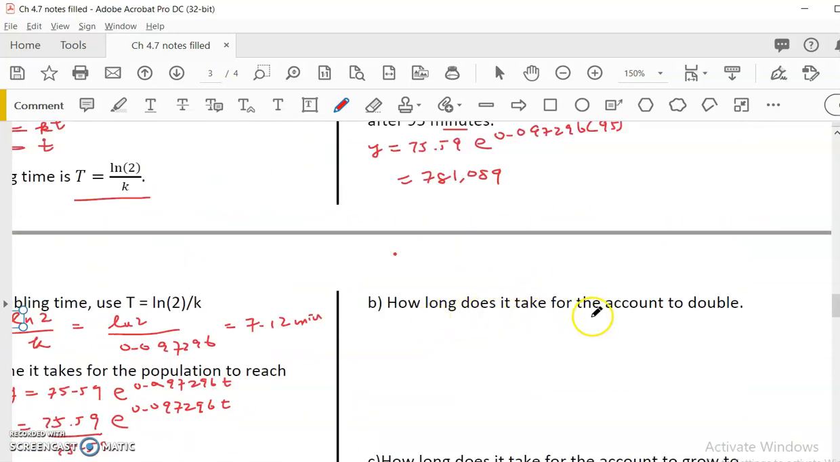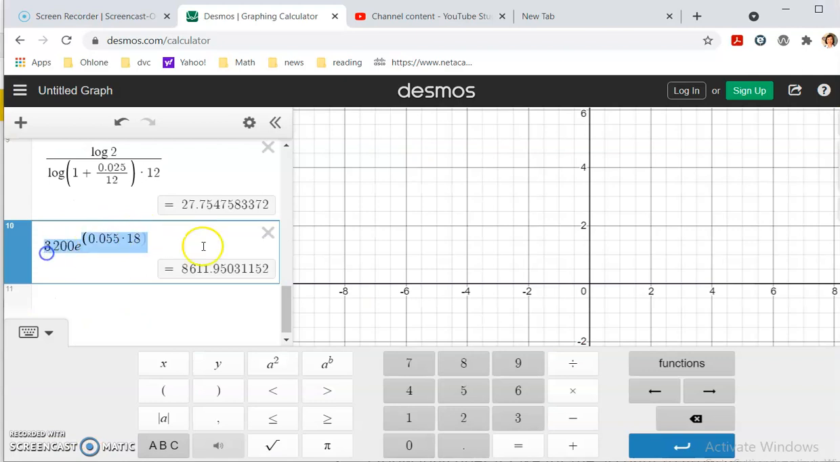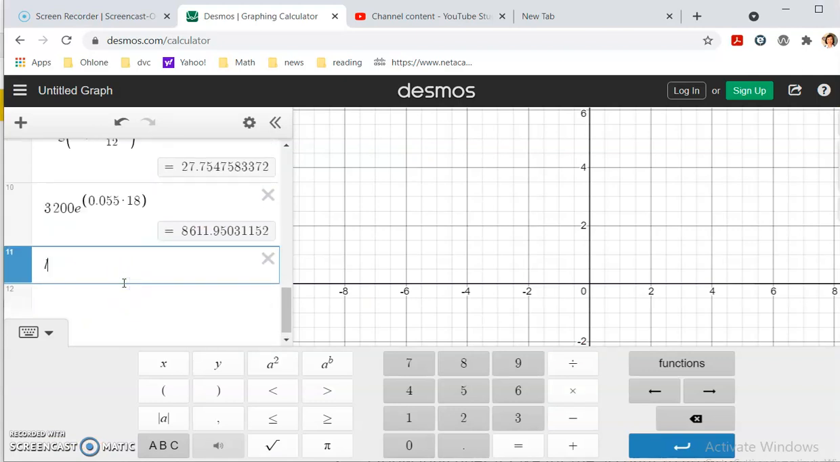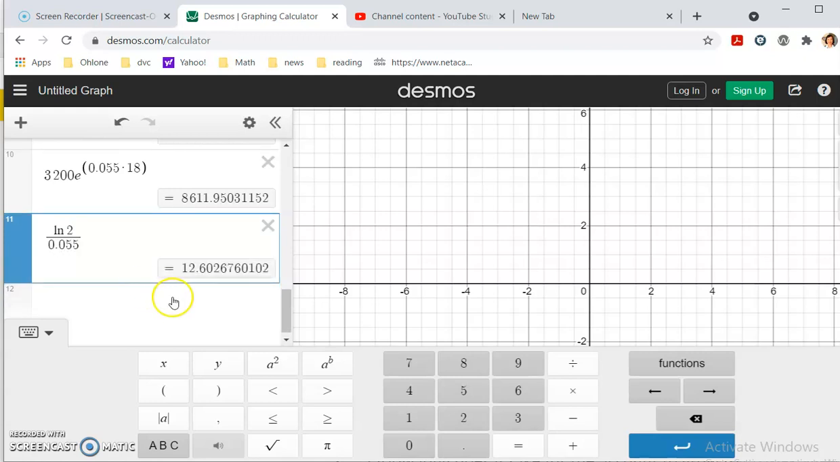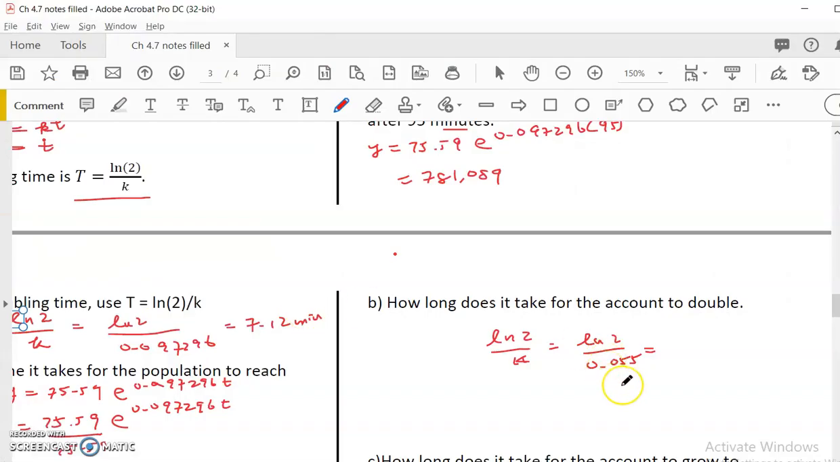And then how long does it take for the account to double? So doubling time is the same as what we have talked about in population, ln 2 over k, right? So k is the continuous growth rate, so it'll be ln 2 over 0.055. ln 2 divided by 0.055 is 12.6 years.